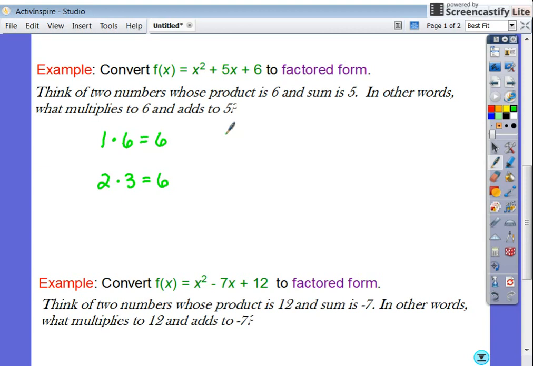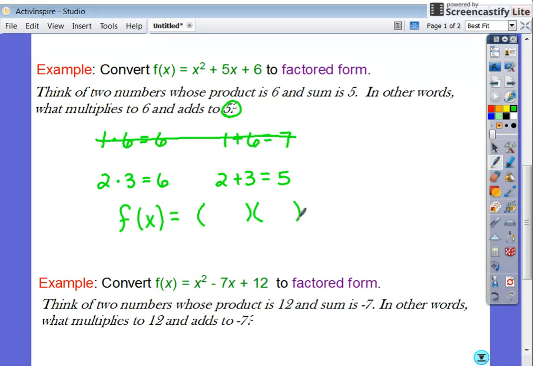Now, if I try to add 1 and 6 together, I get 7, and I'm supposed to get 5. So this can't be the two numbers that I'm looking for. Now, when I add 2 and 3 together, I get 5, which is the number I'm trying to get. So I'm going to convert x squared plus 5x plus 6 into factored form.